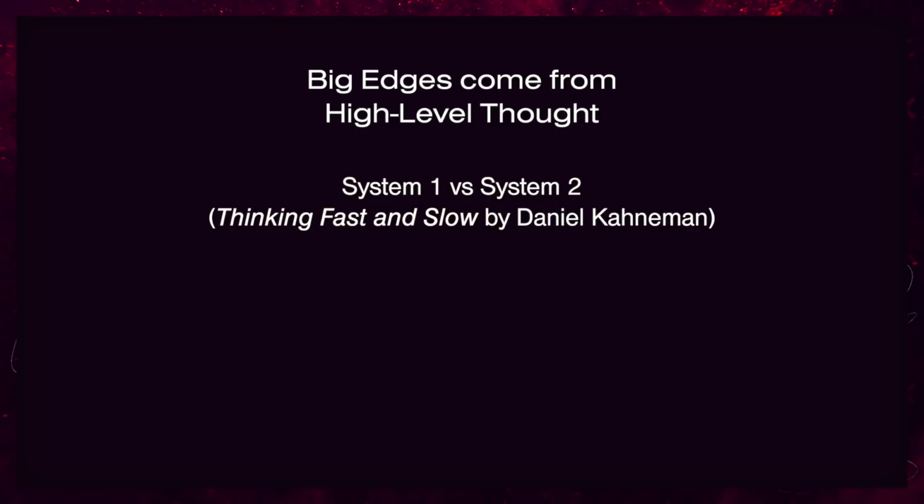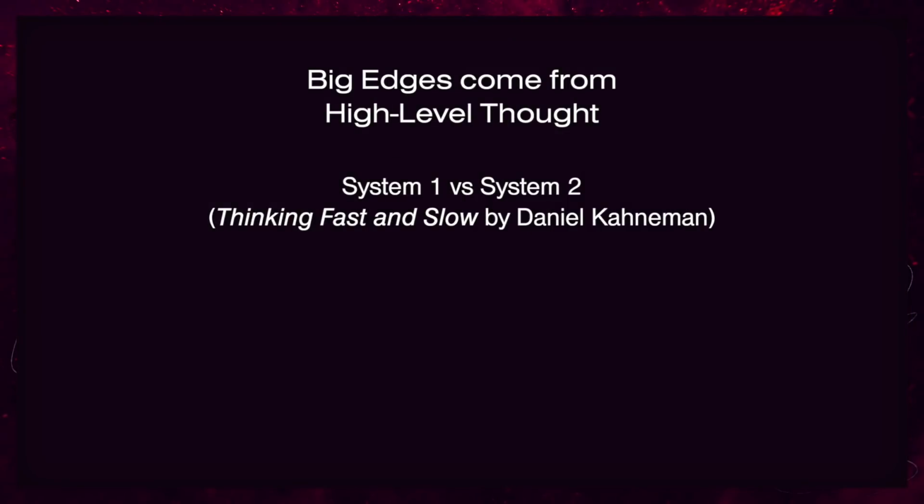So if big edges come from high-level thought, how do we access high-level thought more often? How do we access higher level thought? There's a great book by Daniel Kahneman called Thinking Fast and Slow. Now, I know it's a great book because a lot of people I really respect have said so, but I actually haven't read it. I have, however, listened to him speak on the topic.